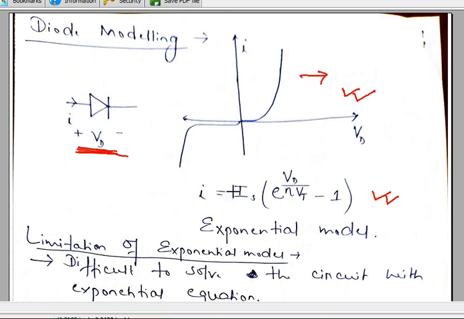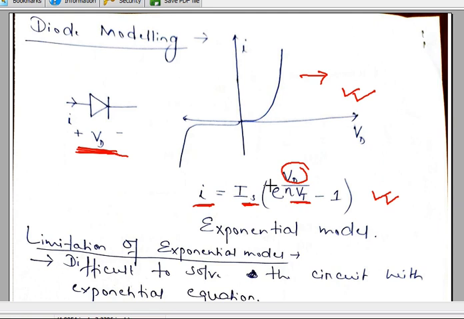Now here I is the diode current, VD is the diode voltage, and eta VT is a constant number. VT is called thermal voltage, e is the exponential, and IS is the reverse saturation current. Now this is the actual exponential model of the diode.